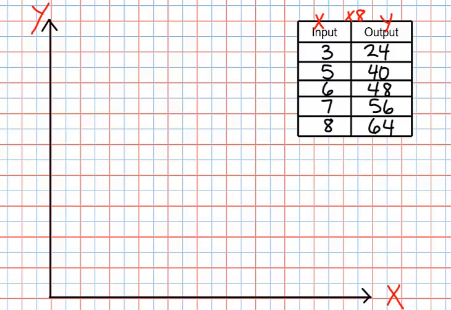Okay, let's go ahead and put our scales on. I think going across, I'll do every red line as one whole number. Eight's my largest number, so I can stop there. And I need to go to at least 64, so I think I'm going to go up every 10, and include all of them all the way up to 70.